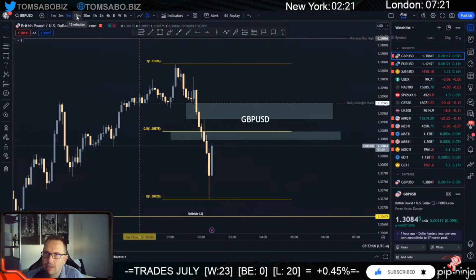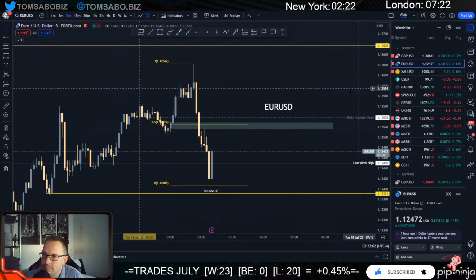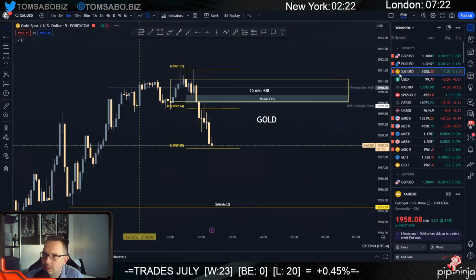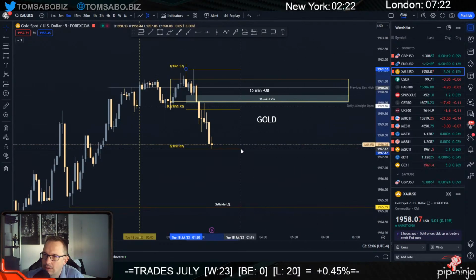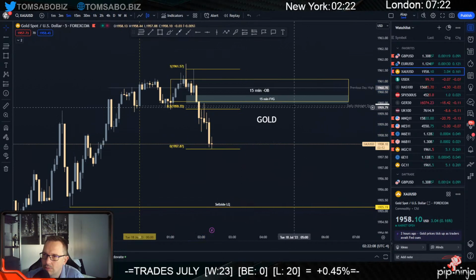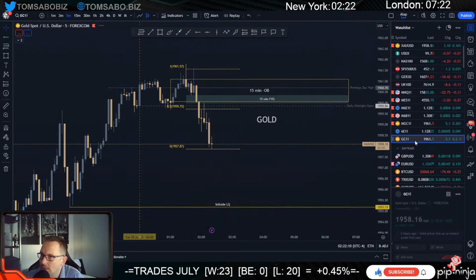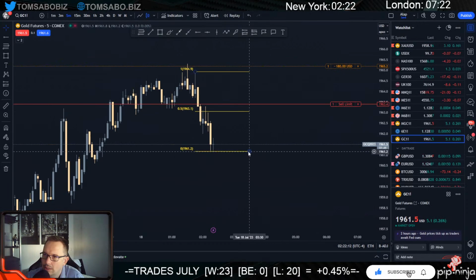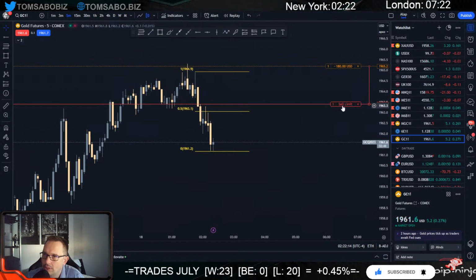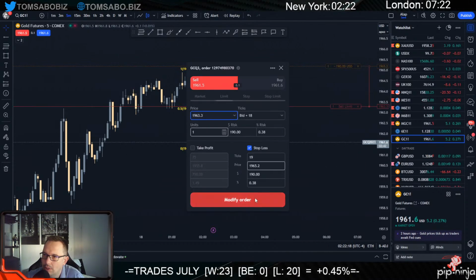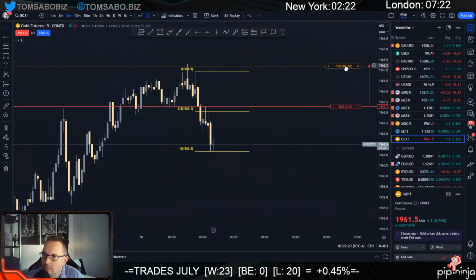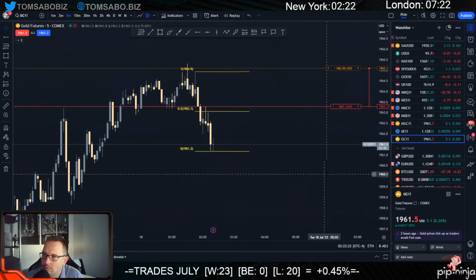On the 5-minute, I don't see anything. On euro, the same. And on gold, the scenario is almost the same. Let me update my... yeah, my gold entry is technically right there. I'm going to put it down with one handle. I'm gonna move my stop down there.